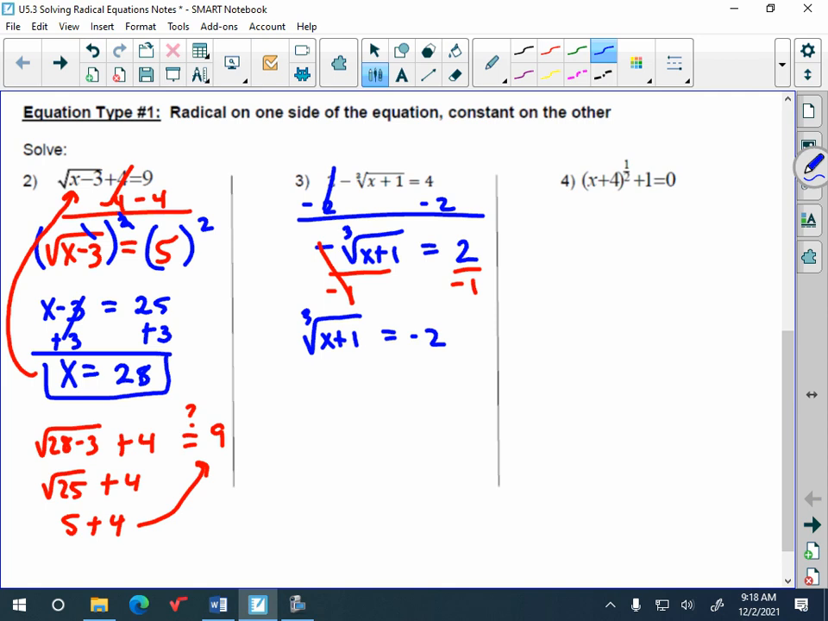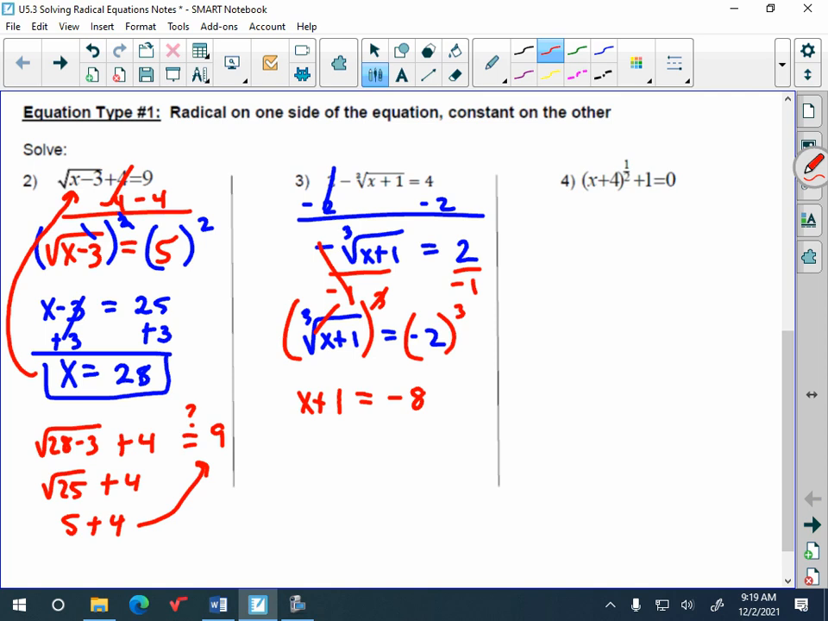Step 2 says to either square or cube both sides. Since we're working with cube roots, we're going to cube both sides. So we're going to raise both sides to the 3rd power. All right, so cubing a cube root, they cancel each other out. And we just have x plus 1 on the left side. Negative 2 to the 3rd power simplifies to what? Negative 8, good.